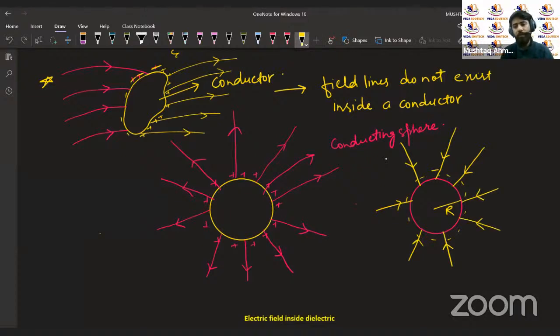There will be no electric field lines penetrating inside this sphere. So we can say that the electric field inside this sphere is going to be zero. In this region, it's once again going to be zero. So this is how the electric field lines behave on the surface of a conductor. There will be no electric field lines inside a conductor, or we can say that the electric field inside the conductor is equal to zero.